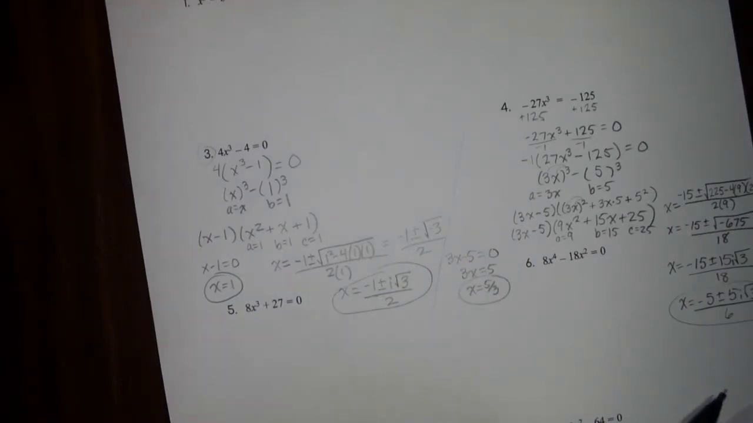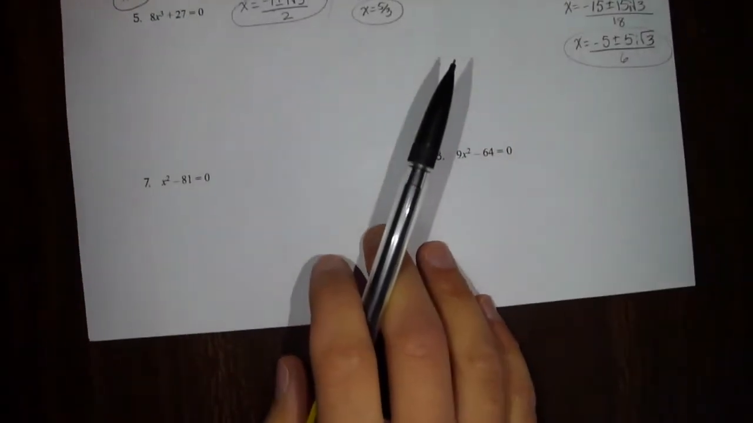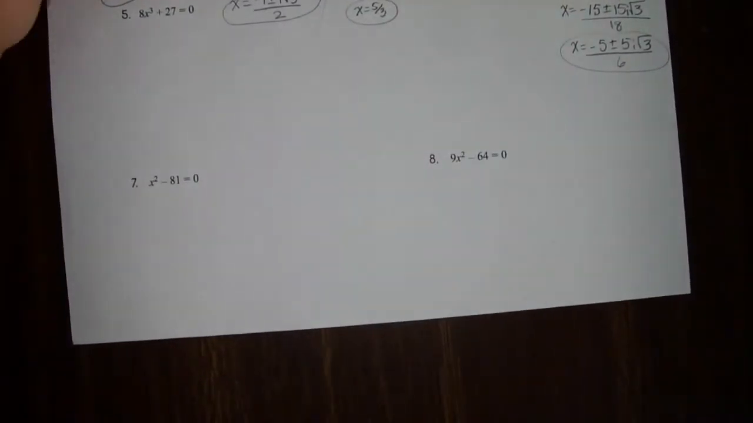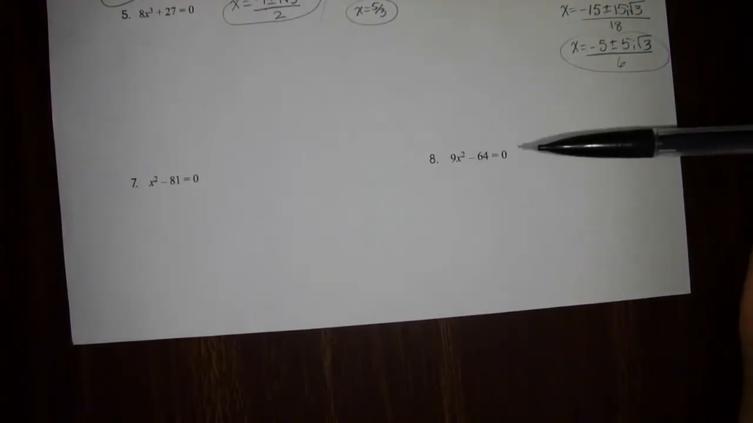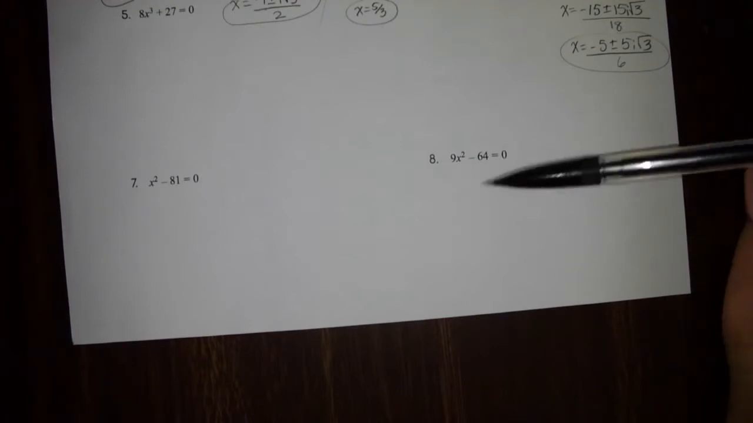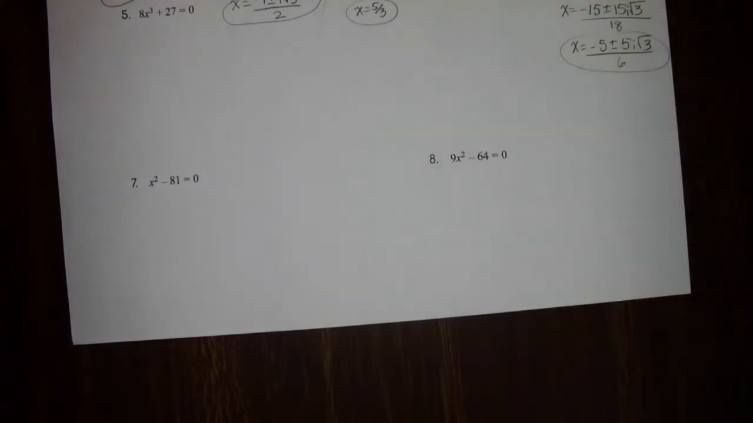Okay, so next one we'll look at is number 8. So this will be the last one. And when I look at this, I notice it's not x to the 3rd. So GCF has been taken. There is no GCF here greater than 1. And it's not x to the 3rd.